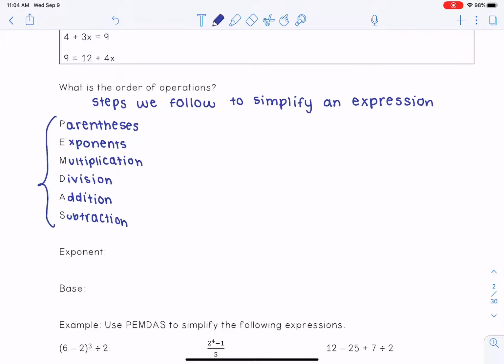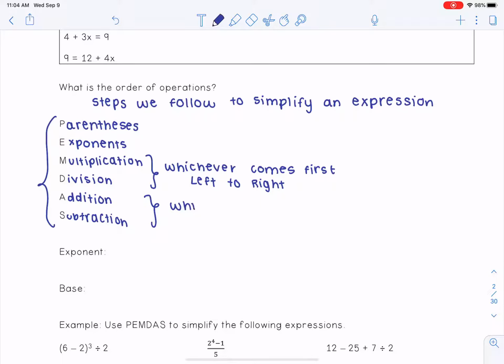With multiplication and division, it doesn't matter that we never do multiplication first, then division. What we do is whichever comes first, left to right. So that means if division comes first, left to right, we'll do division first. If multiplication comes first, we'll do multiplication first. Same deal for addition and subtraction. We're going to do whichever comes first, left to right.